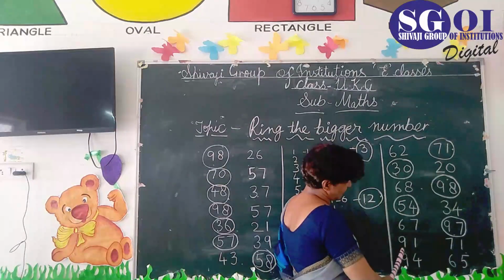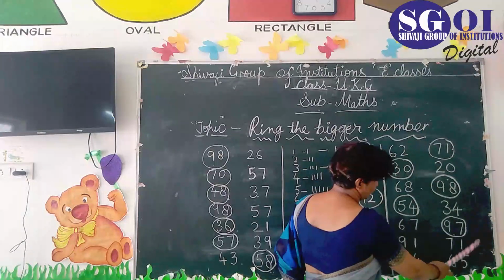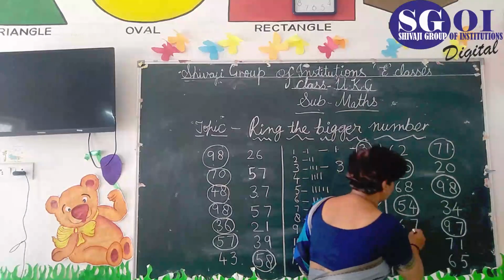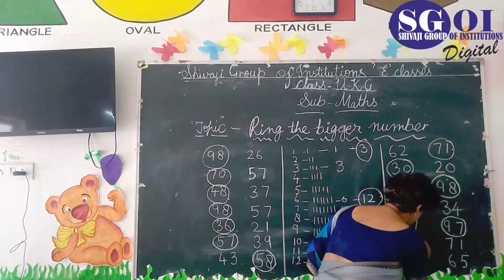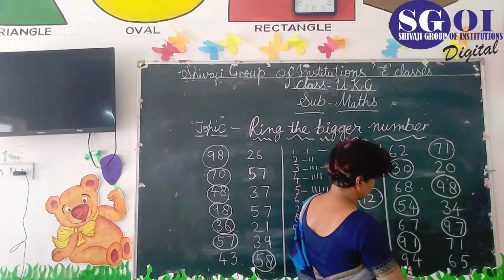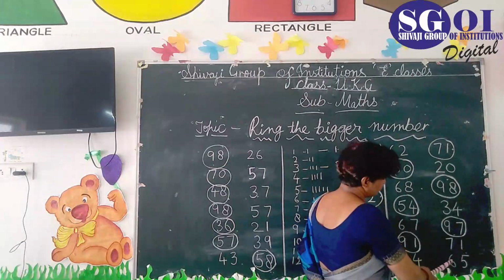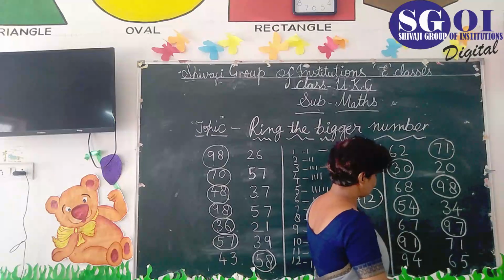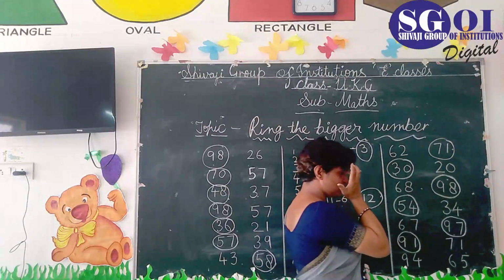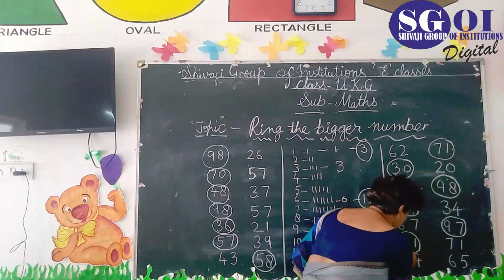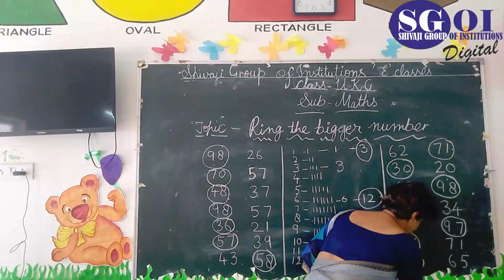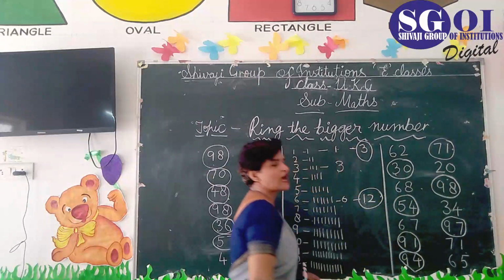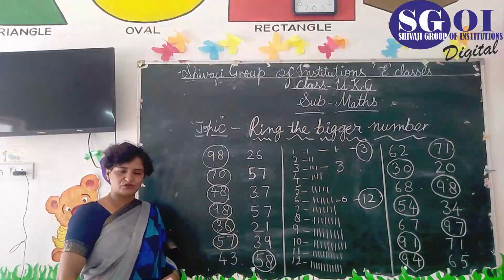This is 91 and this is 71. So 91 is bigger, we will circle number 91. This is 94 and this is 65. So which number is bigger? 94 is bigger now. So we will circle number 94. So students, I hope you all have understood this.